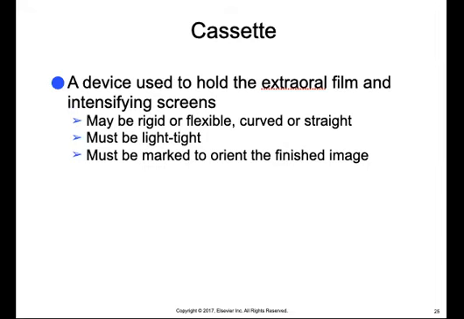A cassette is a device that is used to hold the extraoral film and intensifying screens together. The cassette may be rigid or flexible, curved or straight, depending on the panoramic X-ray unit. All cassettes must be light tight to protect the film from light exposure. One intensifying screen is placed on each side of the film and held in place when the cassette is closed. If the cassette is not labeled before exposure, the film must be labeled immediately after processing using a pen or adhesive label.